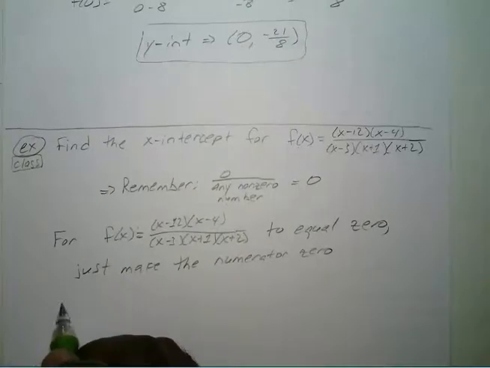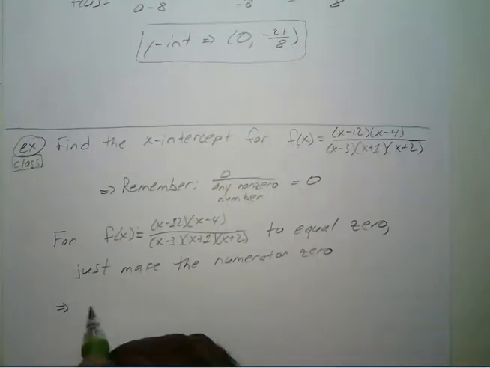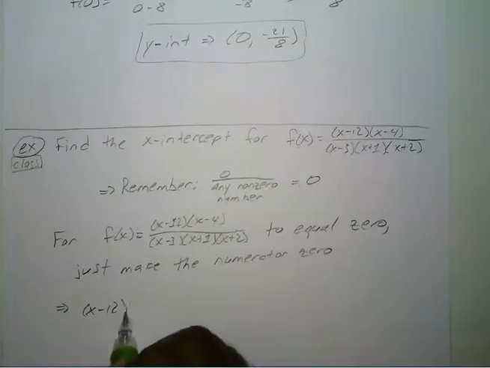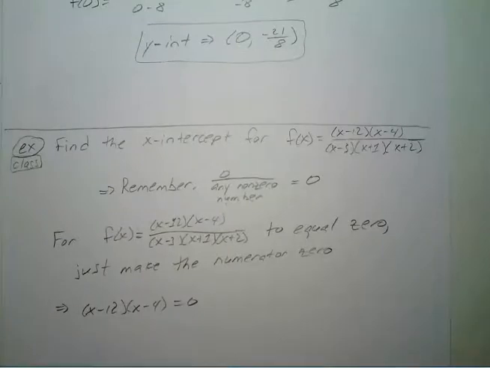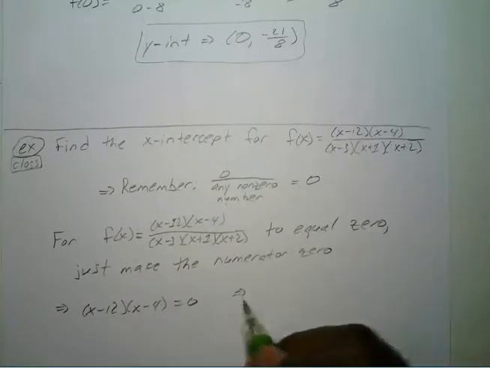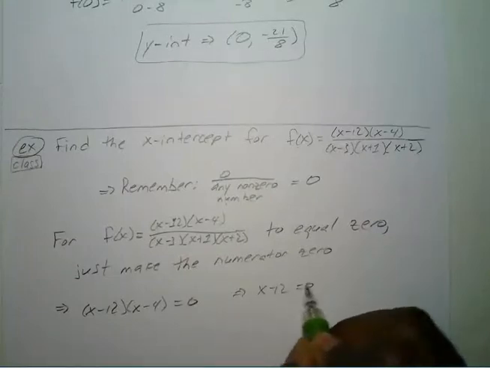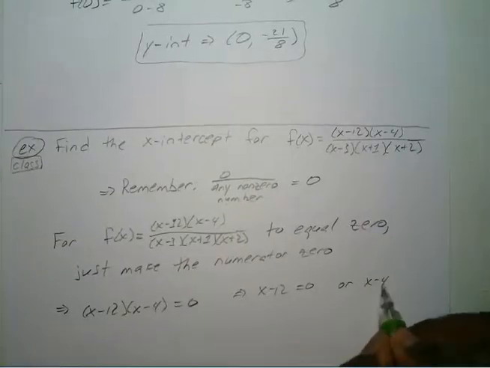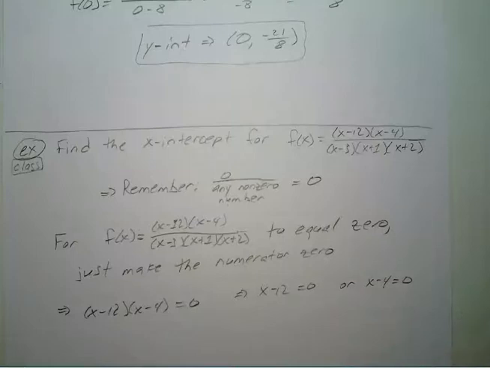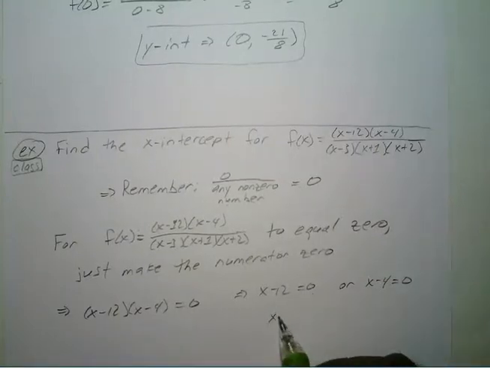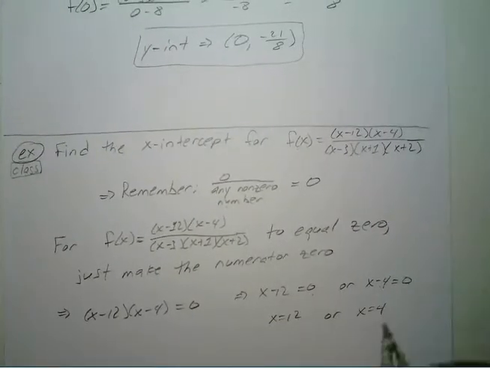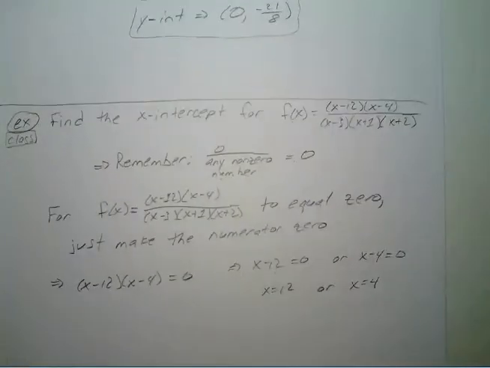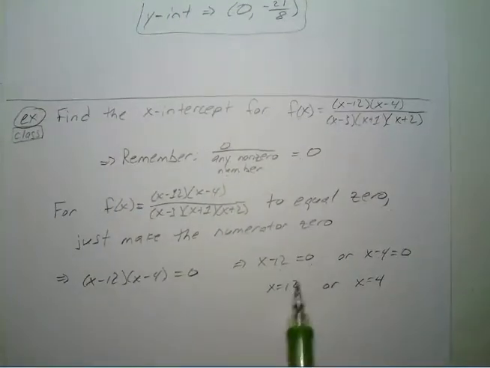In other words, x minus 12 times x minus 4 has to equal 0, which means that x minus 12 can equal 0 or x minus 4 can equal 0. Add 12 to both sides, we get x equals 12. Add 4 to both sides here, we get x equals 4. Those are the two x values that will make our x-intercepts.